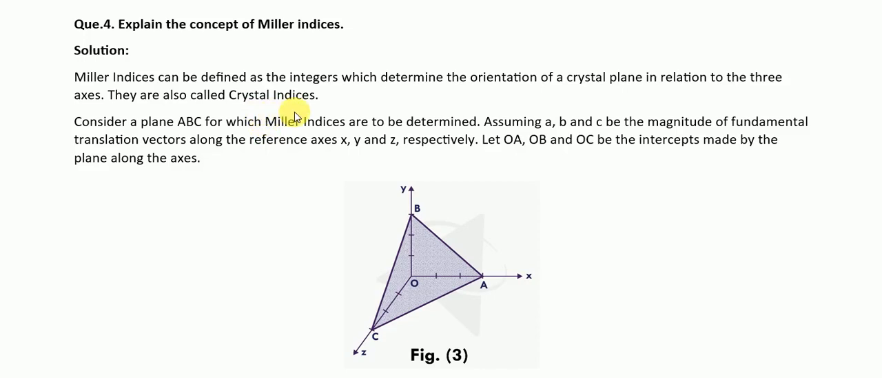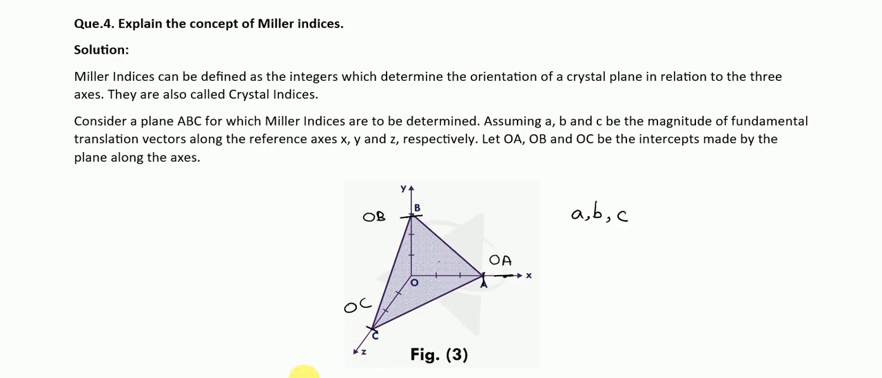So imagine we have a plane in a crystal, and let's call the plane ABC. So we have these axis points OA, OB and OC. Each of these points represent where the plane cuts across the x-axis, y-axis and z-axis. But what exactly are we measuring when we are finding these intercepts? Well, we are measuring the distance along each axis using a, b and c.